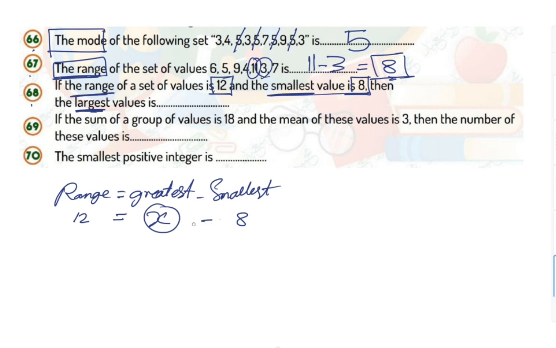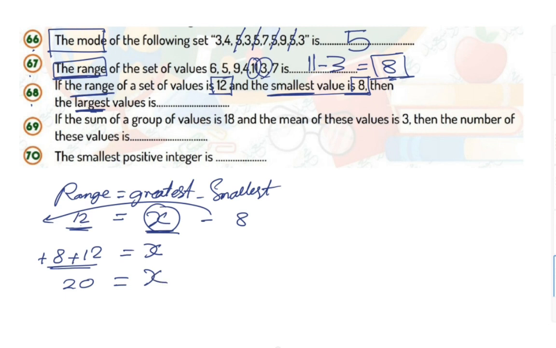Now we have x minus 8 equals 12. No, I just need x. So I will send this minus 8 to the other side, but as positive: 8 plus 12 equals x. So 8 plus 12 equals just 20. Equals x. So the x value is 20. What is x? The largest value or greatest value. So that equals 20. Okay.